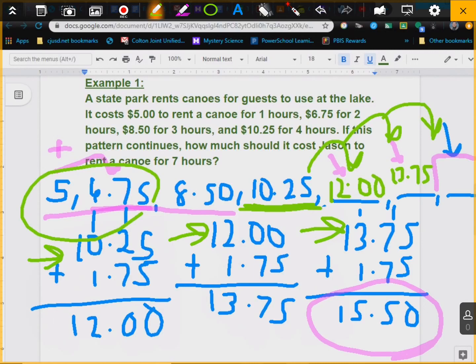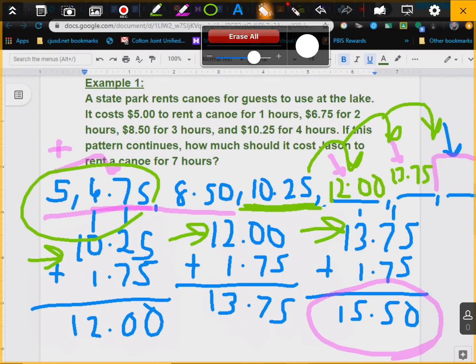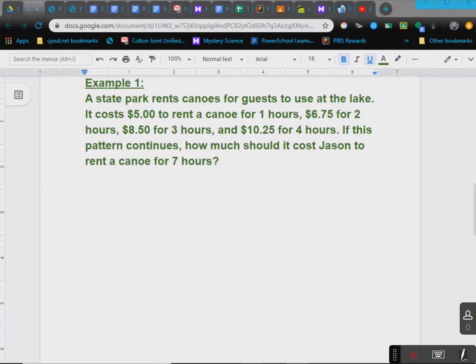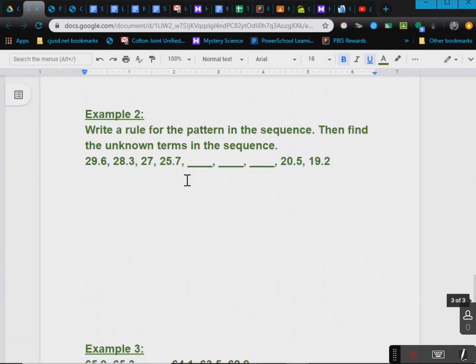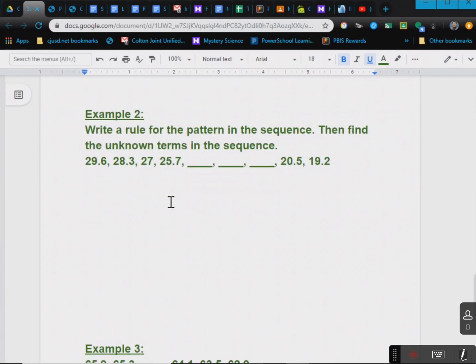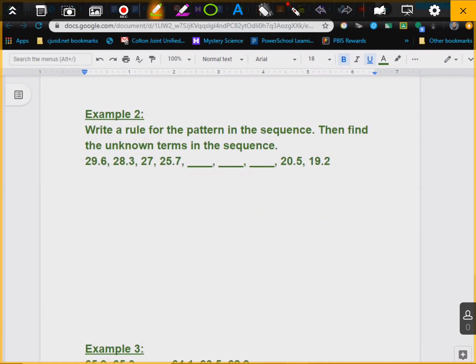Alright, that's example 1. That is probably going to be the most difficult example that you will see, at least in this video. Okay, let's go ahead and do example number 2. Example number 2 is write a rule for the pattern in the sequence, then find the unknown terms in a sequence. So they already give you the sequence here, and they're saying, okay, what are these unknown numbers, or unknown terms, and what's the pattern?